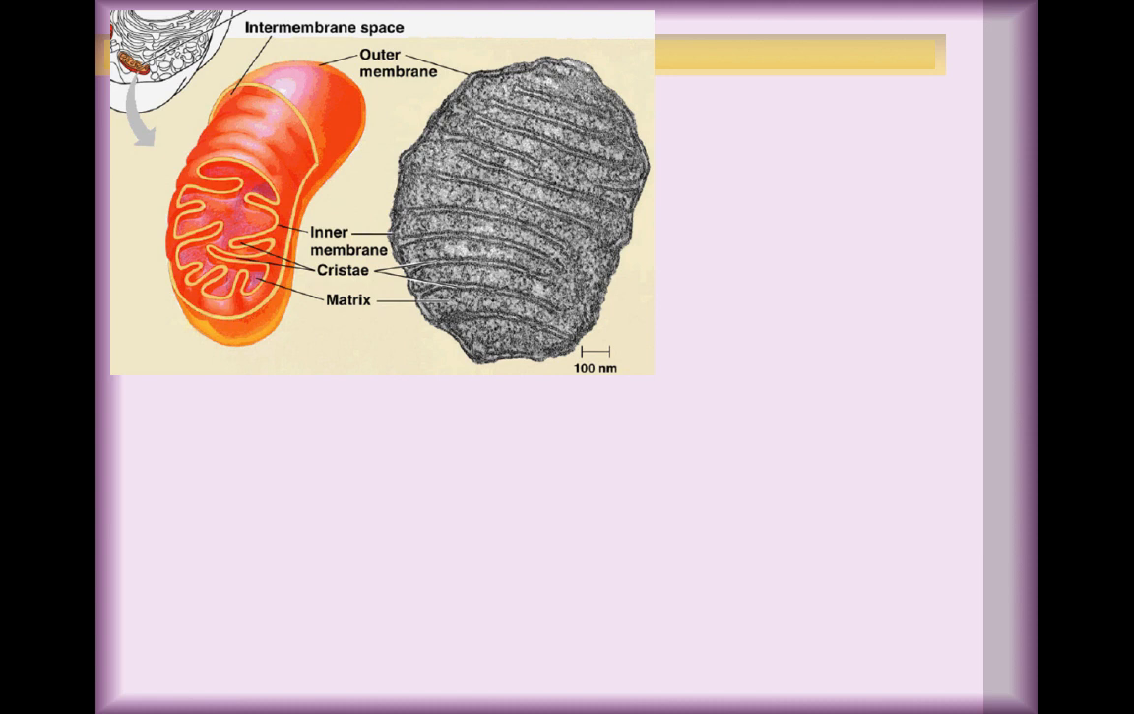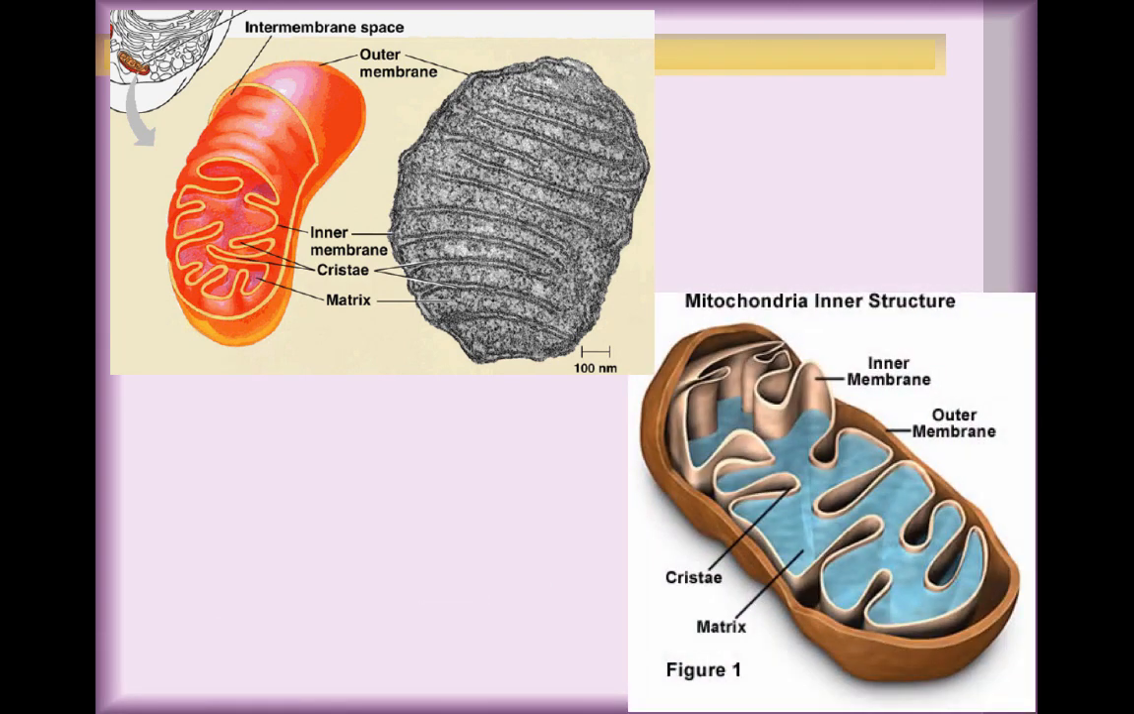And then the last membrane-bound organelle that we're going to look at is the mitochondria. And so here you can see both a drawing of a mitochondria and also a photomicrograph of a mitochondria. And here's another drawing of a mitochondria. And you already know that the mitochondria is known as the powerhouse of the cell, and that's because it's the site of cellular respiration, which is where we make the majority of our ATP.